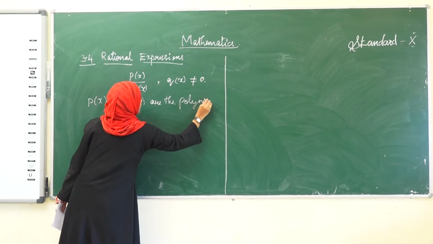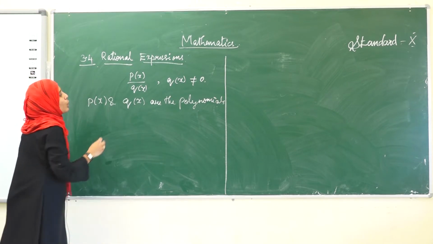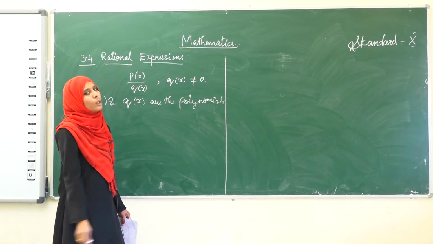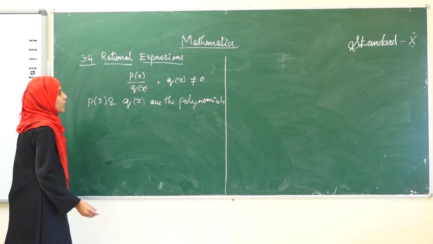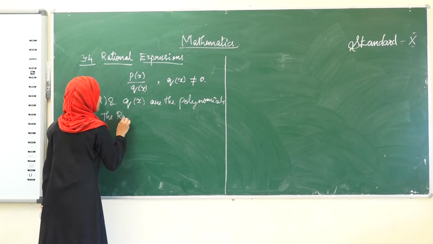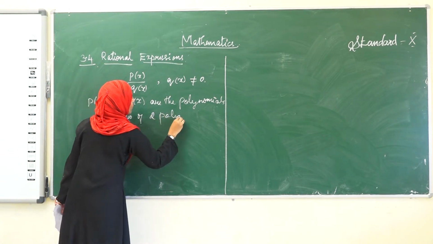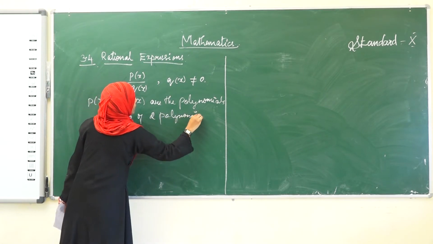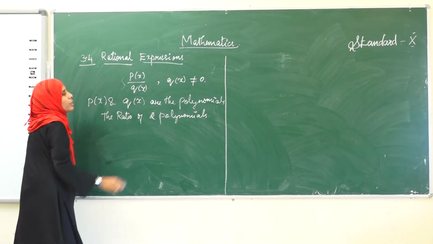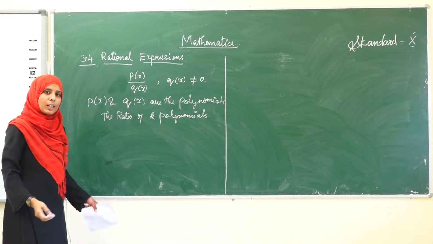Simply, rational expressions can be defined as division of two polynomials such that the polynomial in the denominator should not be equal to 0. Okay, see, this can also be called the ratio of two polynomials. The ratio of two polynomials is called a rational expression. See, the ratio, how will it be expanded? It will be expanded in the form of division. Therefore, this type of expression is called the rational expressions.